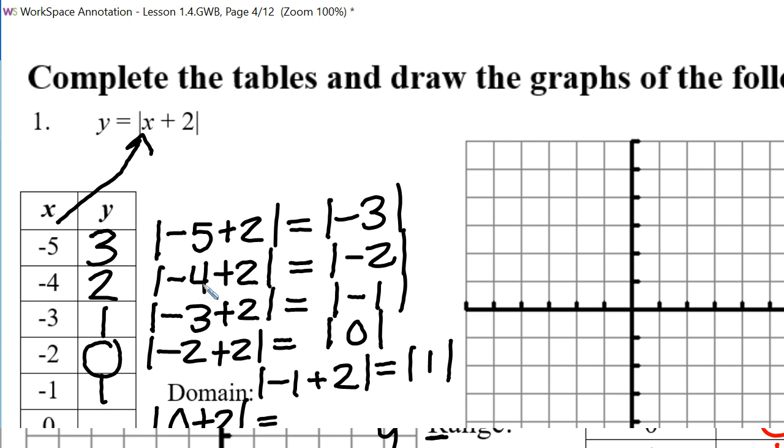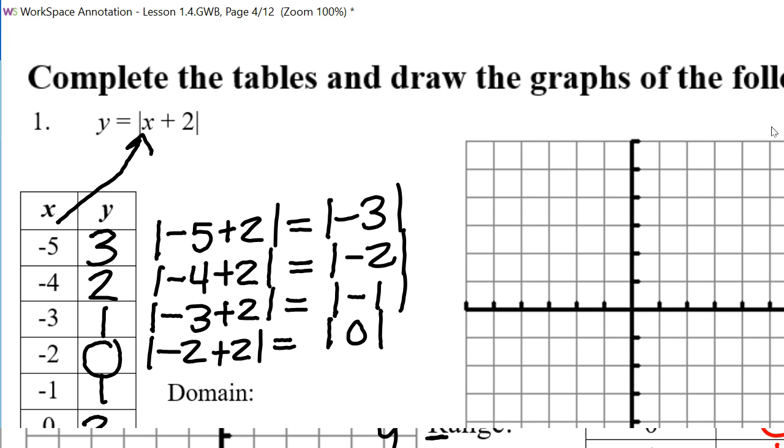Next one was 0 plus 2. 2. What's the absolute value of 2? 2. And the last one, 1 plus 2 is? 3. The absolute value of 3 is? 3. Now we need to plot all of those points. So plot those points. The first point would be negative 5, 3.